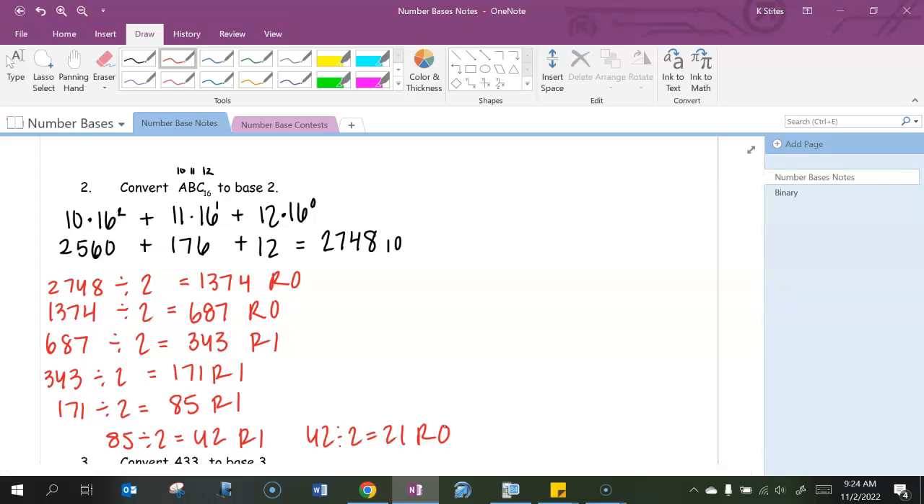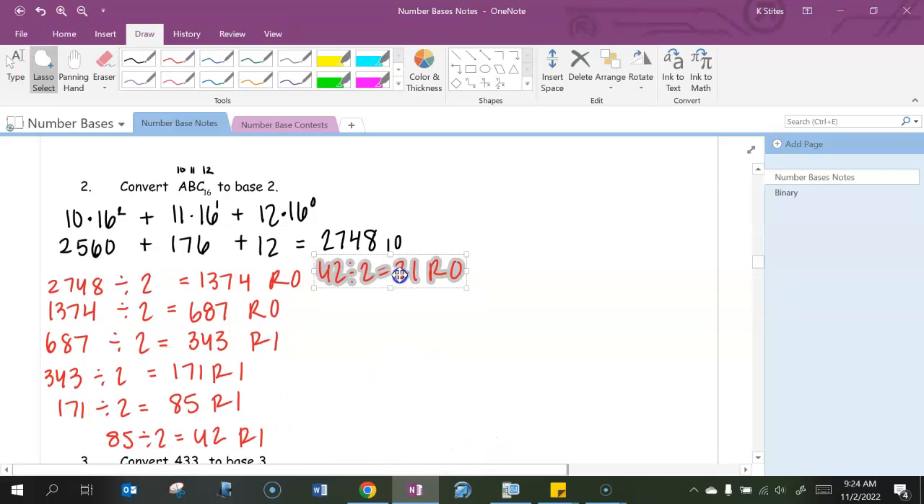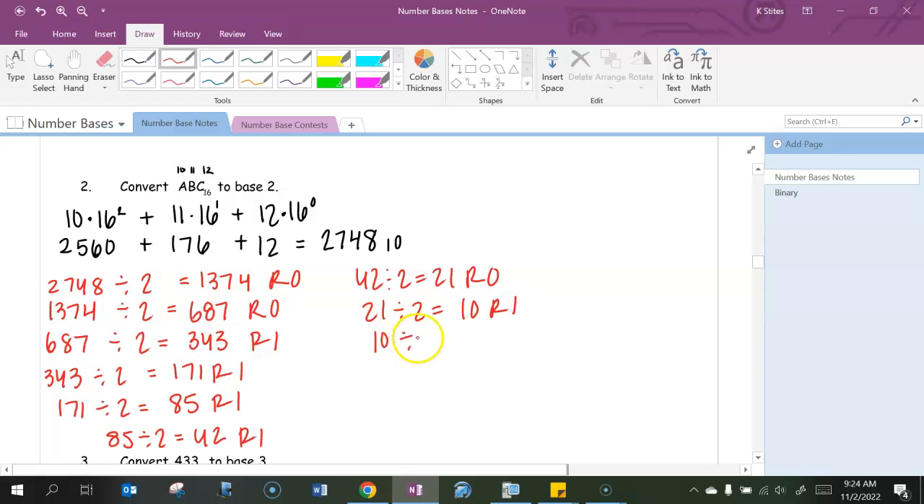Oh gosh, I'm running out of room here. Okay, let's take this and put it back up here. 21 divided by 2 is 10, remainder 1. 10 divided by 2 is 5, remainder 0. 5 divided by 2, we're almost there, is 2, remainder 1. And finally, 2 divided by 2 is 1, remainder 0. And then 1 cannot divide by 2.